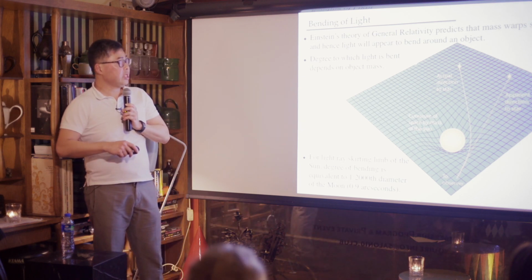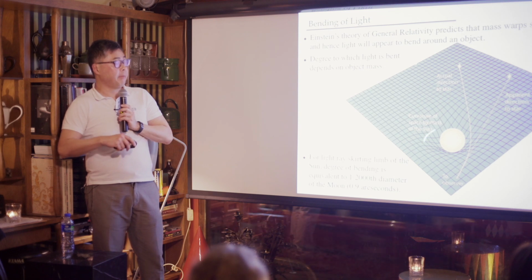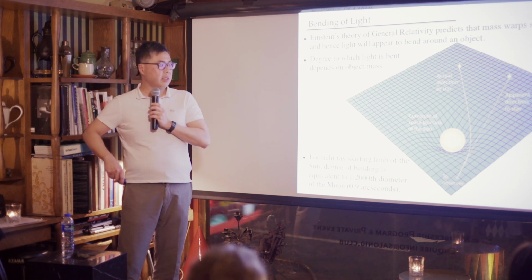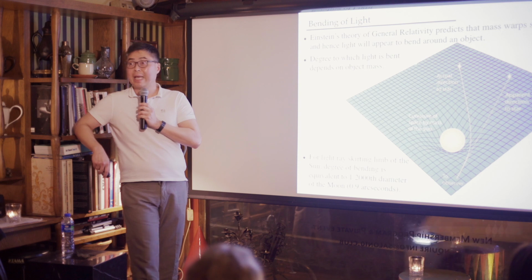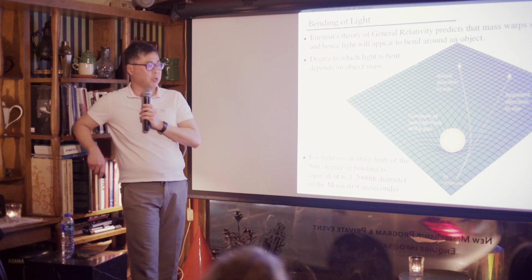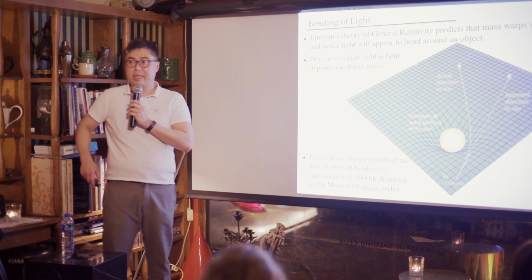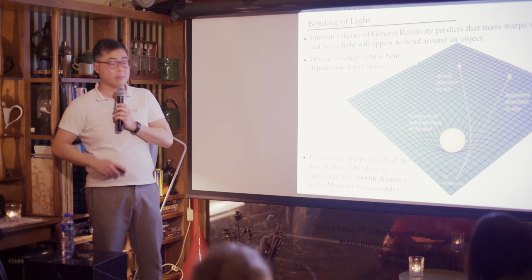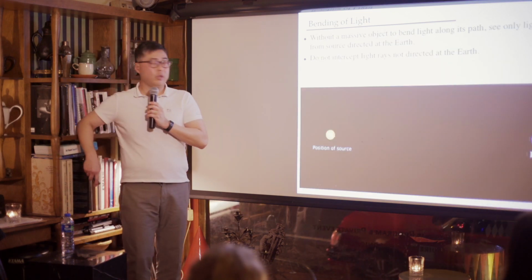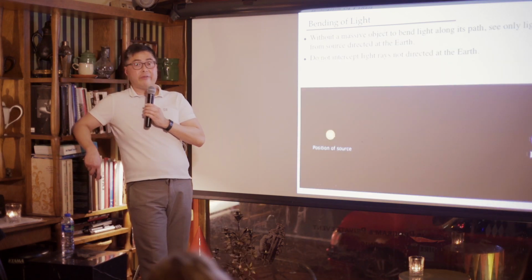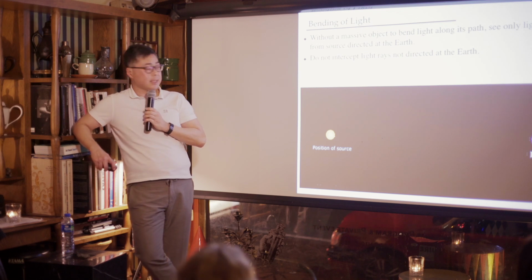Now the degree to which light is bent depends on the mass of the object. The sun is not particularly massive. Galaxies are much more massive. I'm going to talk about galaxy clusters, which are even more massive still. So the amount of bending can be a lot. Now let me show you how we take advantage of gravitational lensing, and what it does.